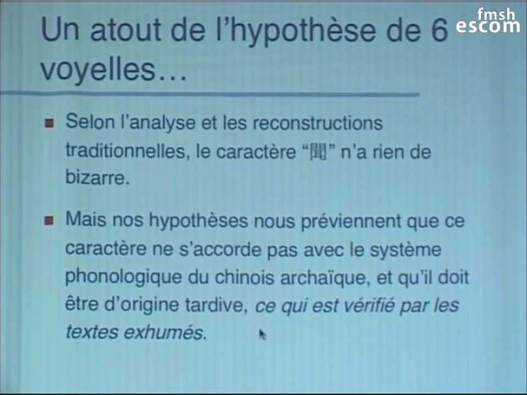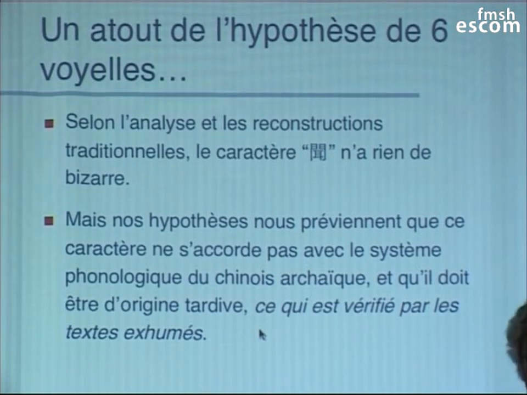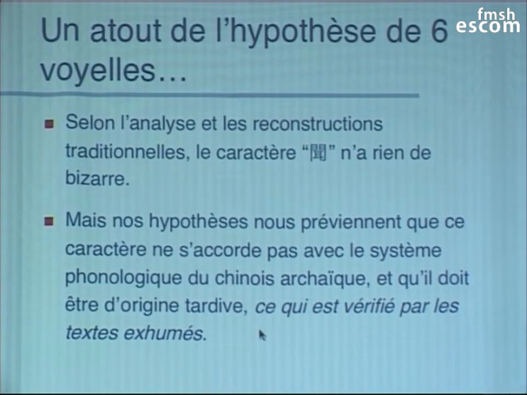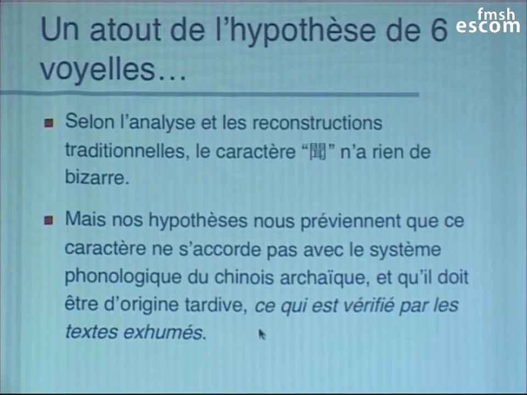And now we switch into French, because I gave this presentation in French two years ago here, in fact. If you're going by the traditional analysis, there's really no problem with mun and wen. That is, there's nothing strange about it at all. They're both in the wen group. They're perfectly okay. So there's nothing that would tip you off that there's anything anomalous about these characters.